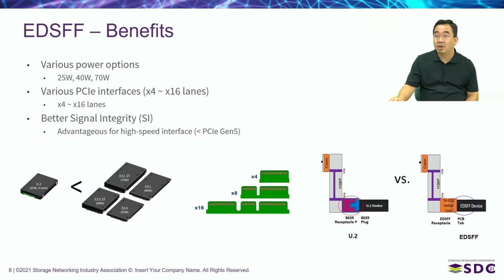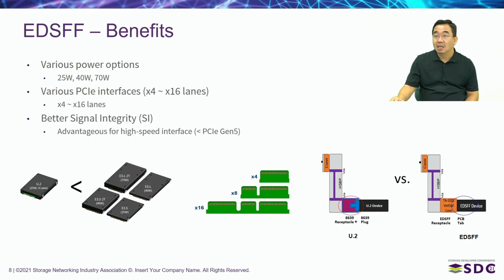First of all, E3 offers a variety of power options from 25 watts to 70 watts, which means it can accommodate not only SSD devices, but higher power devices like AI accelerators or network interface cards. Second, it supports various PCIe bandwidths from x4 to x16. According to your application, you can choose the interface bandwidth accordingly.